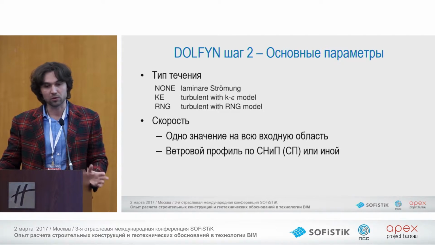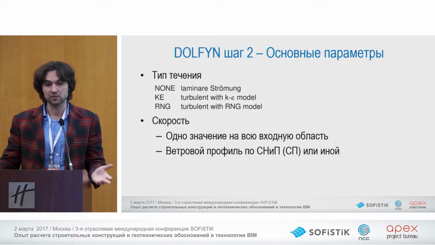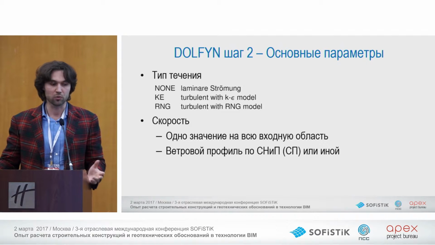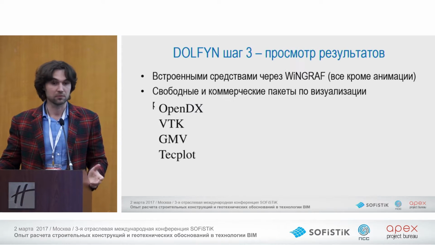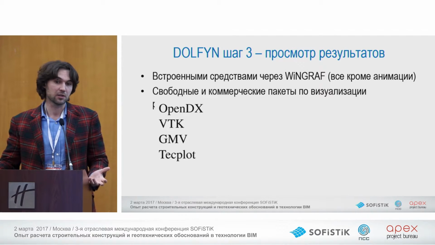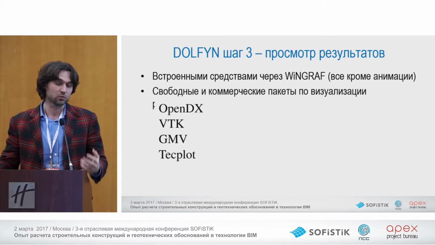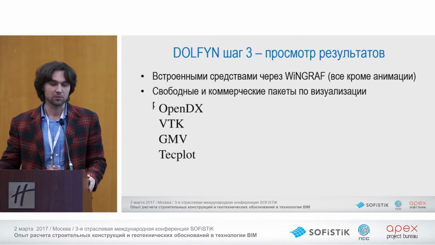After that, you need to define the speed of the gas or fluid. In this case, it's gas because we need this gas. And we have certain norms in our building code, ABC. And after that, we use Dolphin for viewing results.